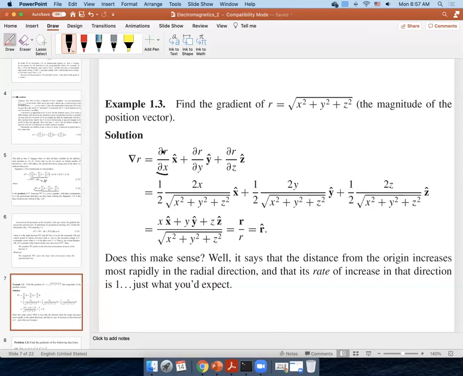So you need to do three derivative calculations. First, it's partial r partial x. The partial r partial x equals 1/2 times 2x over the square root of x squared plus y squared plus z squared. I guess from here to there is a little bit too much. Let's break it into several steps to help you understand how to do it.